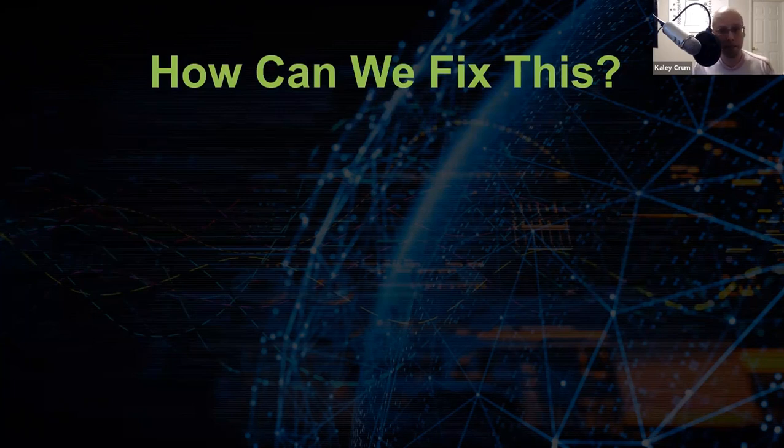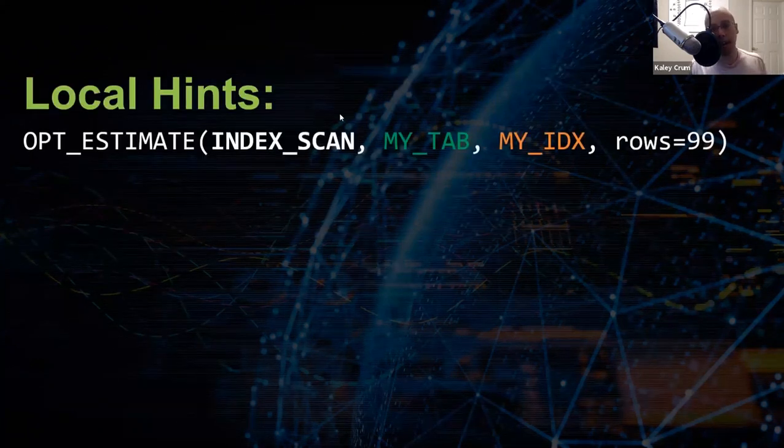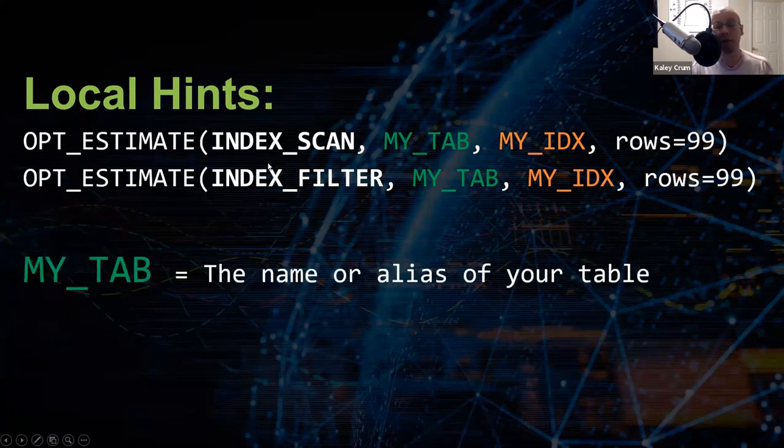So how do we fix something like this? Well, one example of fixing this would be using the opt estimate hint. There's another way that we can use this. Before we used it with a table keyword, but you can actually use this with the index scan keyword, and that tells Oracle to correct it on an index scan. There's another way you can use it, and that is through the index filter. So there's two different versions here. We can use either index scan or index filter, and it works similar to the other one.